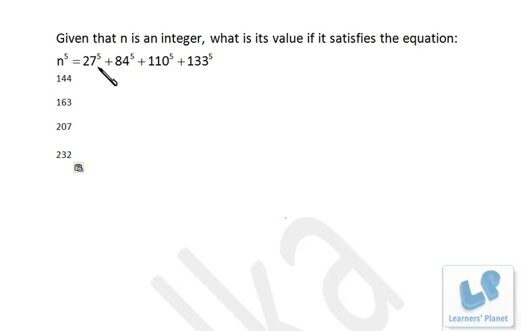Now, any number when it is raised to the fifth power ends with itself, right? When 27 is raised to 5, the unit digit will be 7 only. So that's 7. In this case, it is 4. Here it is 0, and here it is 10. So 7 plus 3 is 10, and 4 makes 14. The unit digit will be 4. So this is the correct choice, right?